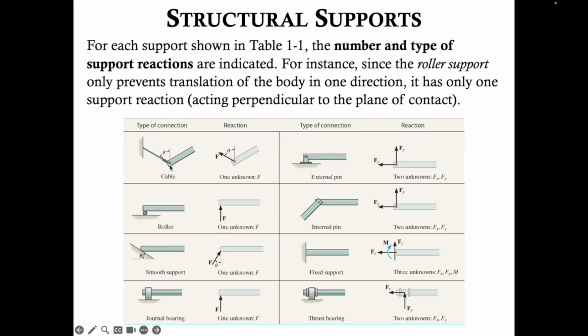To summarize them, we have cable supports, 1 unknown support reaction; roller support, 1 unknown support reaction; smooth support, 1 unknown; a journal bearing, 1 unknown, very similar to a roller support, as you can see; an external pin, 2 unknowns; an internal pin, 2 unknowns; a fixed or rigid support, the most restrictive kind, with 2 forces and a couple moment reaction; and a thrust bearing, which is very similar to a pin, with 2 unknown force reactions.